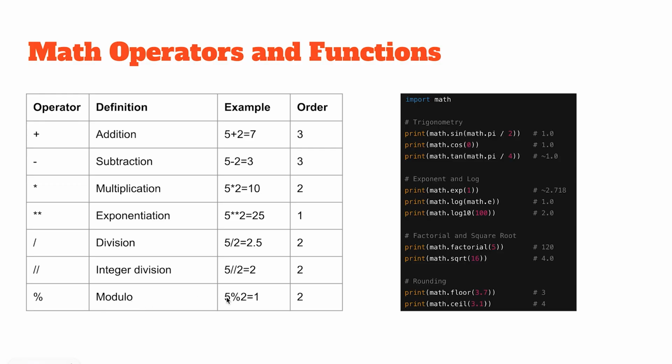And modulo will give you the remainder. So 5 is 2 times 2 plus 1, so 5 modulo 2 will become 1. And regarding order of operations, Python will compute the exponents first, and then the multiplication, division, and modulo, and then it moves on to the addition and subtraction.